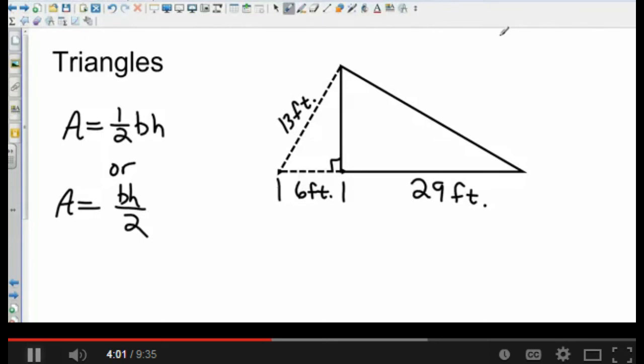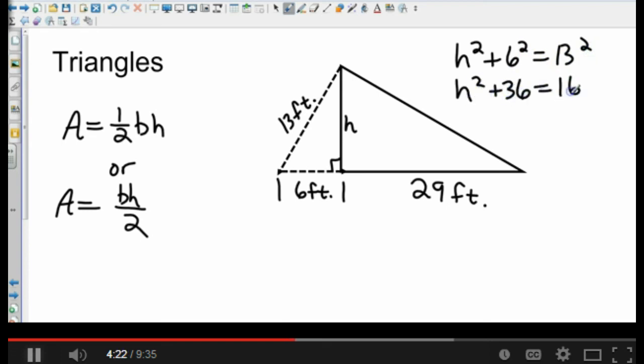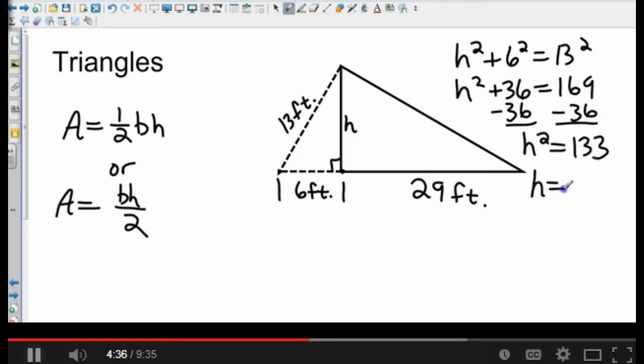So we're going to look at this example. We've got a base of 29. We need to find the height. Again, this is going to be the Pythagorean theorem. That's h squared plus 6 squared equals 13 squared, so h squared plus 36 equals 169. Subtract the 36, and now we have h squared equals 133. That gives me a height of approximately 11.5.